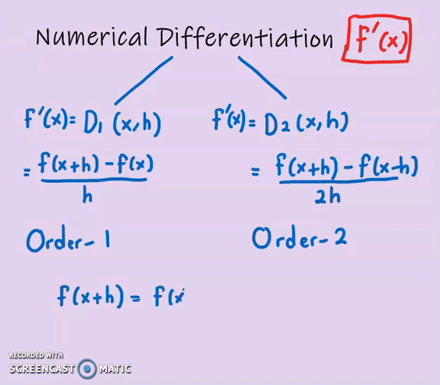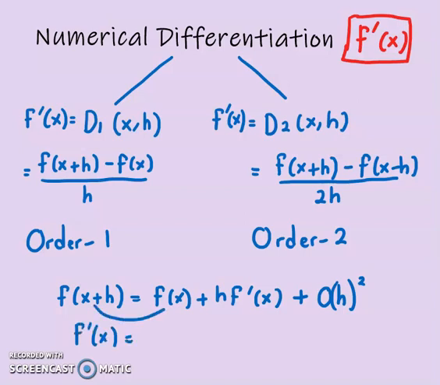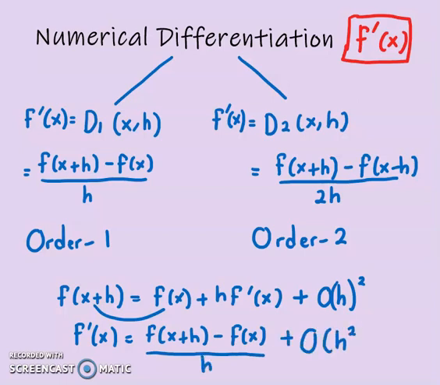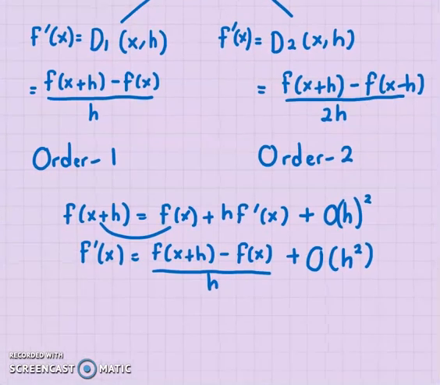I have f(x) plus h f prime x plus, this is h second order, so h squared over 2 factorial f double prime. Now if I want to find f prime x, which will be f prime x is this minus this, minus f(x) divided by h, and then you have this h squared.